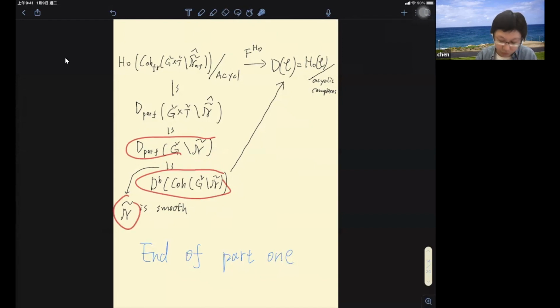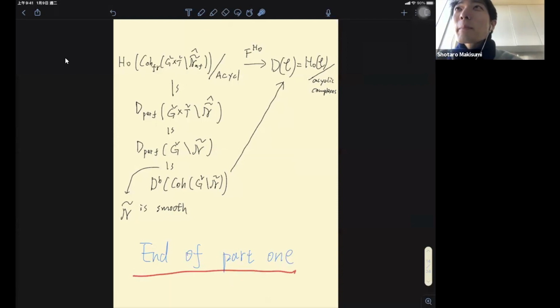But in our case, the Springer resolution is nice, it's smooth. So after we construct a functor from the perfect direct category, we are done. This is a general construction of a functor from the equivariant direct category to a monoidal category. In the next part of the talk, we'll apply this construction to our situation, where this C will be a certain monoidal category inside perverse sheaves on the affine flag variety. Okay, great. End of part 1.